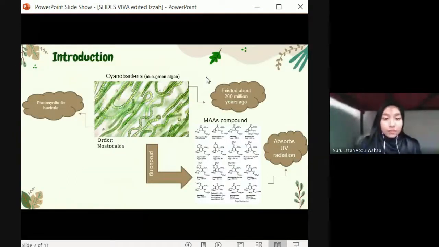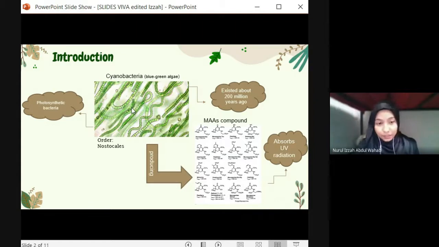Firstly, what is Cyanobacteria and what is the relation with Mycosporine-like amino acids? Cyanobacteria, also known as blue-green algae, is a photosynthetic bacteria, which means it uses the energy from sunlight to produce and release oxygen gas into the atmosphere. It is believed to exist about 200 million years ago and is responsible for the oxygenic environment we live in today. On the other hand, Mycosporine-like amino acids, or in short, the MAAs, is one of the secondary metabolites that is produced by cyanobacteria.